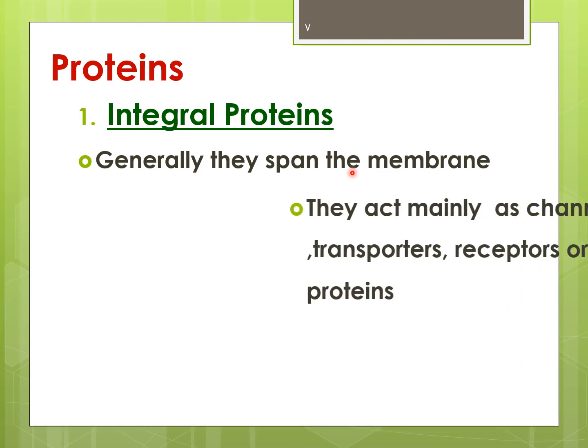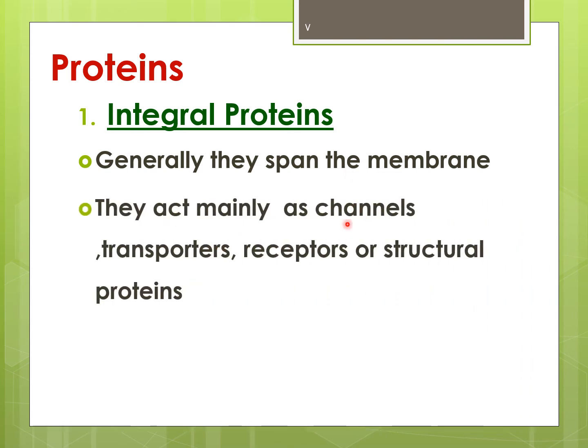And since they span the cell membrane, they can act mainly as channels, as transporters, because both of them require the protein to cross the cell membrane or to span the cell membrane. They may act as receptors also, or as structural proteins, but mainly as channels and transporters. An example of integral proteins is G protein. This is an important receptor, especially for insulin, and it helps to transport the hormonal signal from outside of the cell to the inside of the cell.